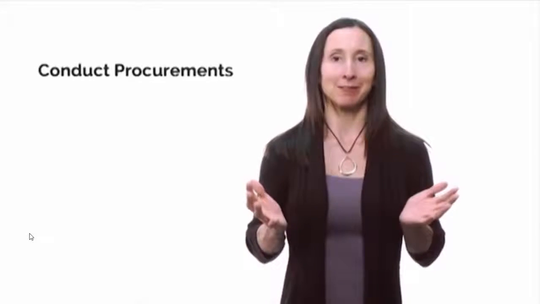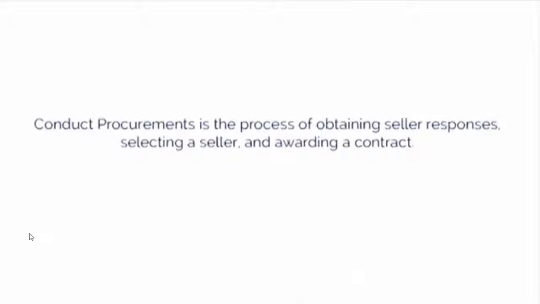The second process in this module is conduct procurements. This is the process of obtaining seller responses, selecting a seller, and awarding a contract. Essentially, we are providing a proposal to the vendors which outlines the scope of work needed, holding vendor conferences, evaluating, and then selecting vendors to do the work. Almost all of the outputs from the prior process are needed in this process.